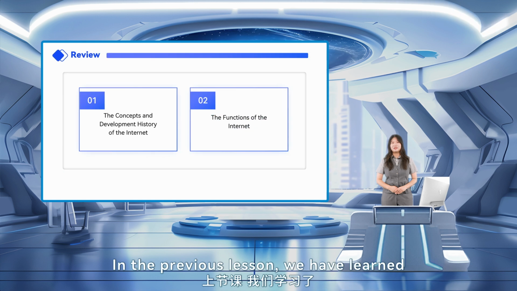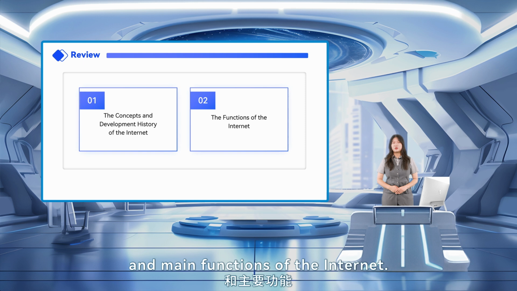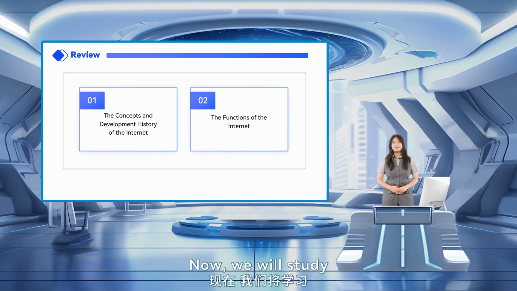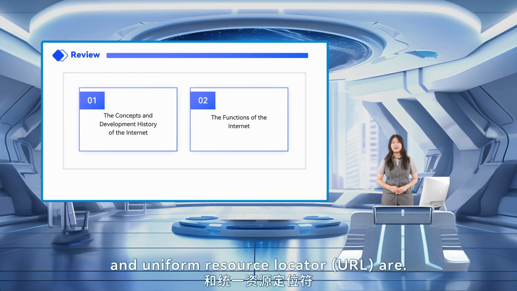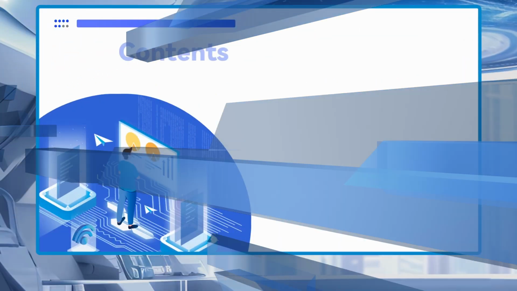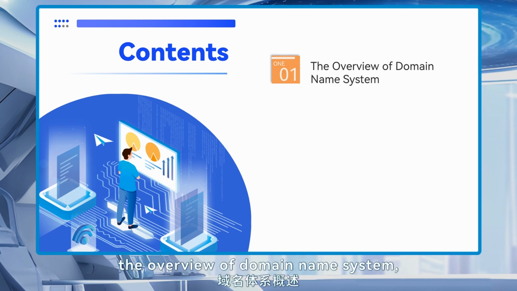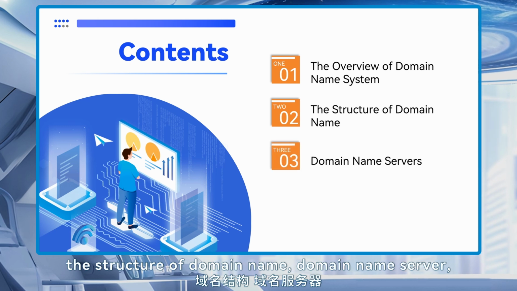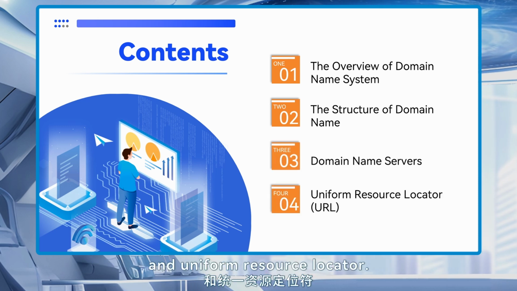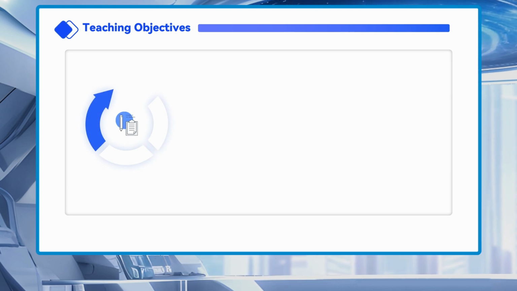In the previous lesson, we have learned about the concept, development history, and main functions of the Internet. Now, we will study what the domain name system and uniform resource locator are. This mini lecture consists of 4 parts: the overview of domain name system, the structure of domain name, domain name resolution, and uniform resource locator.